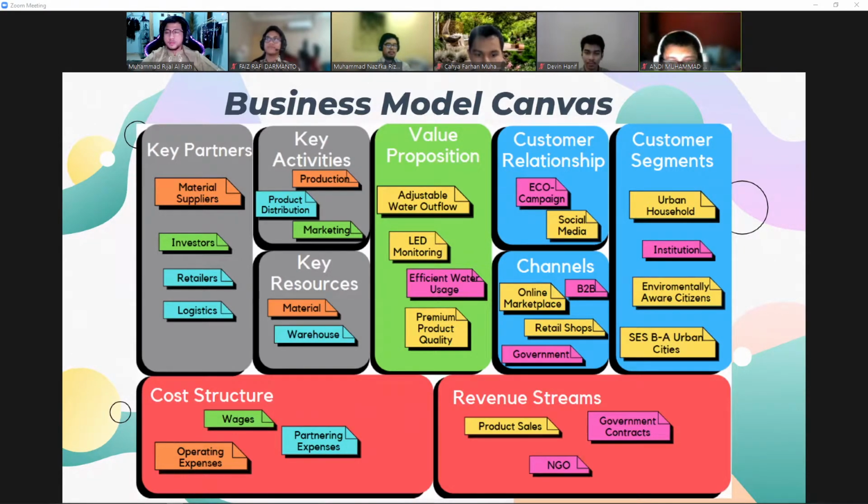Lastly, the revenue streams, which are obtained from the sales of our products. Government contracts also contribute to our revenue streams if there are any deals with the government. Lastly, we can also have earnings by forming a partnership with other NGOs that have interests suitable to ours.